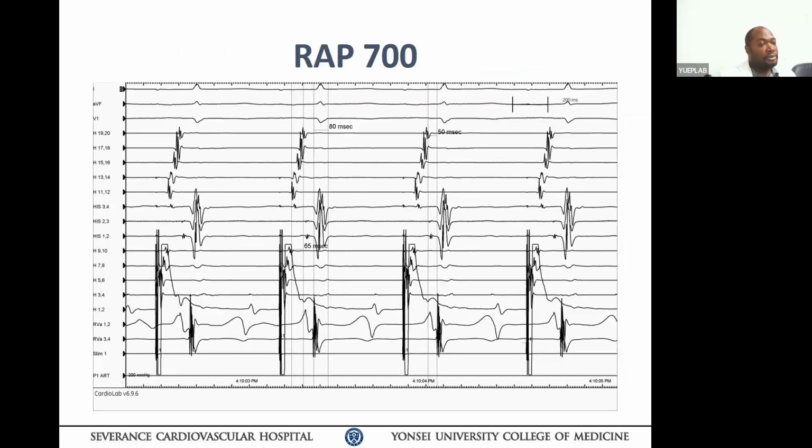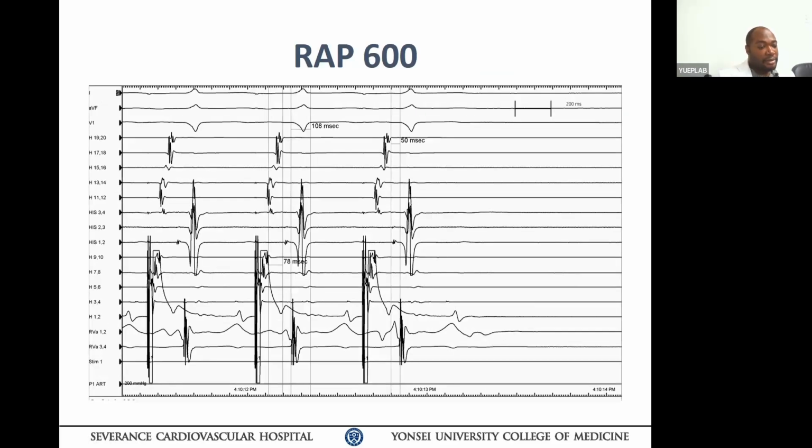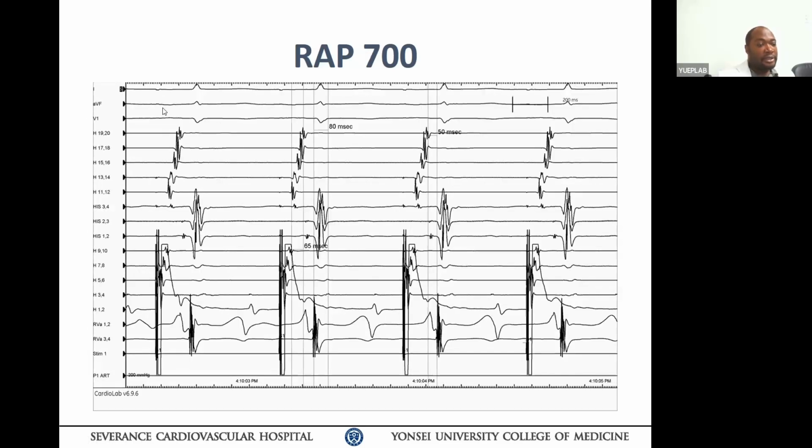So we move to straight RA pacing, and at RAP 700 milliseconds, and this was paced from the H1 to that's distal CS. This was the pattern. Then at RAP 600, we realized that there's a change in the QRS, so I'll go back. So here we see the QRS duration of 80 milliseconds.